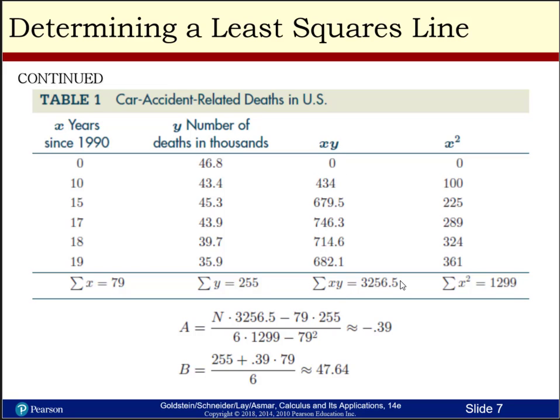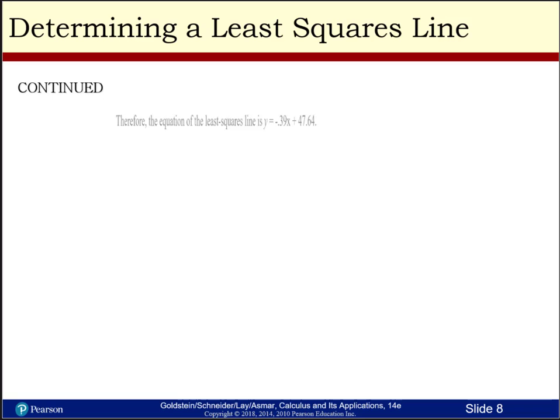Then you get 3,256.5. The next column is taking all of your x values and squaring them, and then you would add them all up and get 1299. Then you plug them into your a formula and your b formula, and you get exactly the same thing. a is negative 0.39. b is 47.64. So then the equation for the least squares line is y equals negative 0.39x plus 47.64. We already knew that. We used our calculator.